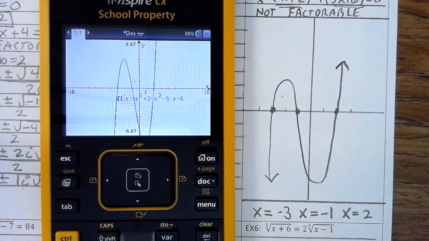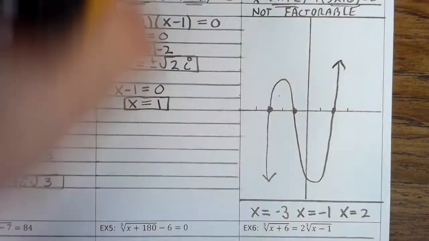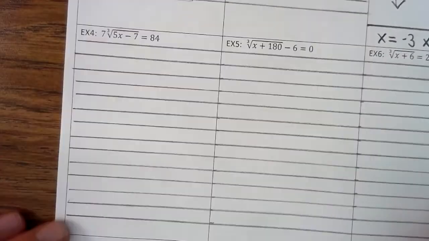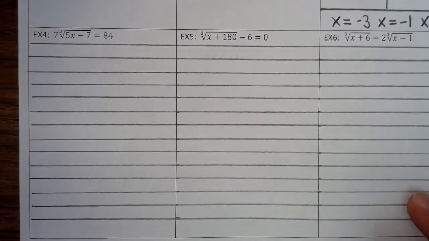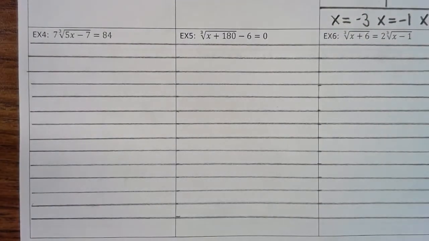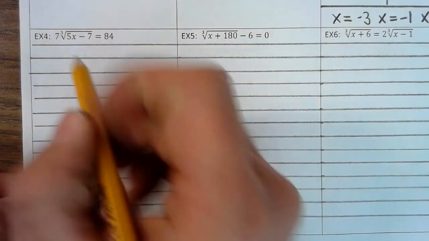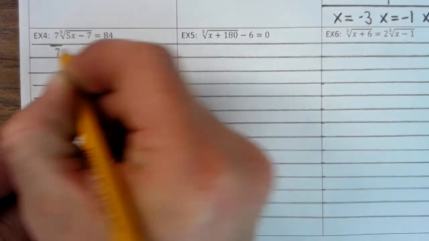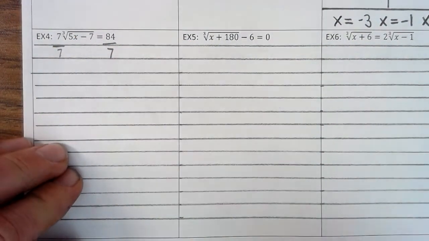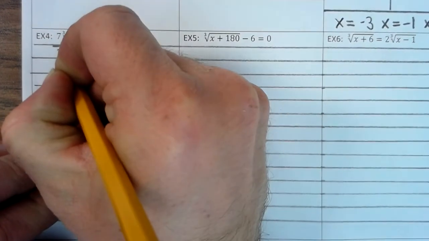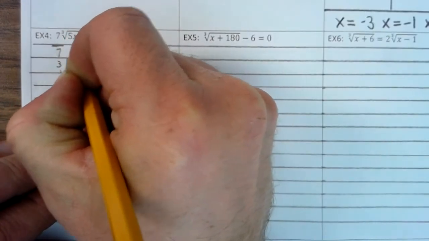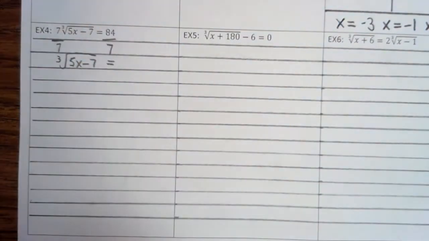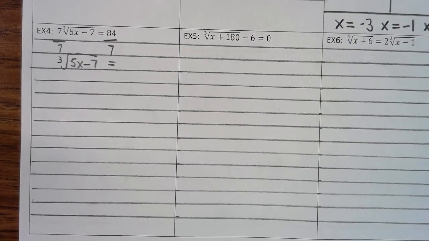All right, so let's move on to example 4. All right, example 4. So we're solving a cube root. So our first step is to isolate the cube root. So we're going to divide both sides by 7. 7 divided by 7 is 1, so you're left with cube root of 5x minus 7 equals 84 divided by 7 is 12.